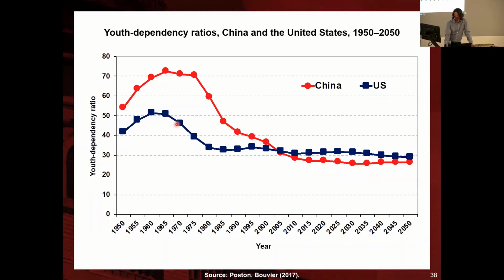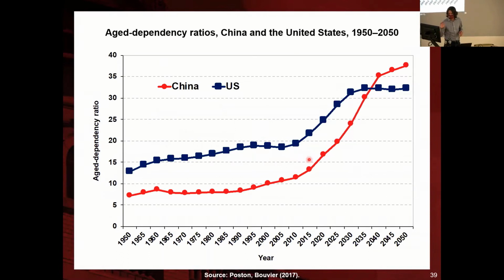In the US it also declined because we also had a decline in fertility in the 70s, and it has been kind of stable over time, right? So when we are talking about these youth dependency ratios, we are emphasizing fertility rates, right? The effect of fertility rates on these countries.